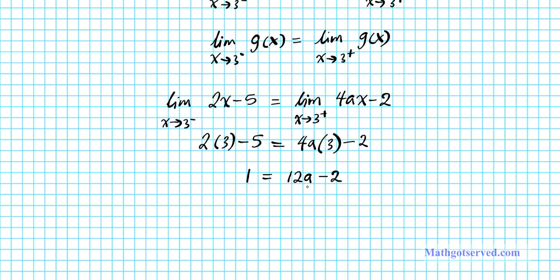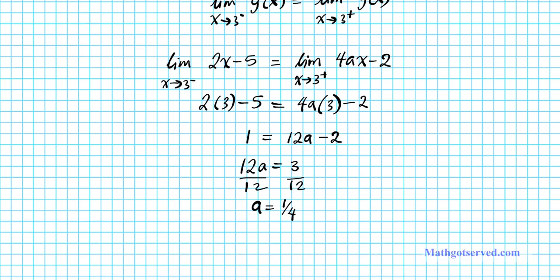Alright, so we solve this equation for a. It will tell us the value of a that will make the function continuous. To accomplish this, we'll carry out 2 algebraic steps. Add 2 and divide by 12. Let's go ahead and do that. So we add 2 to both sides. We have 12a equals positive 3. Divide both sides by 12. And then we have a equals 1 over 4. So this is the value of a that will make our function continuous for the entire domain, including x equals 3.